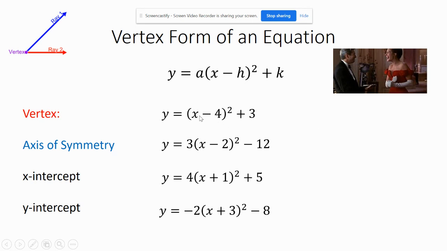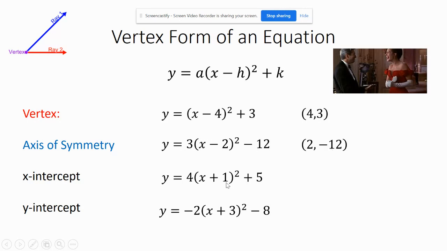And what that means is the number in parentheses is the opposite of where the x value of the vertex is. So here I see a -4, so I know the vertex is at a positive x of 4, and the y value is 3. The vertex will be at (4, 3). The vertex of the second equation here, notice it's a -2, so it's at positive 2, -12.